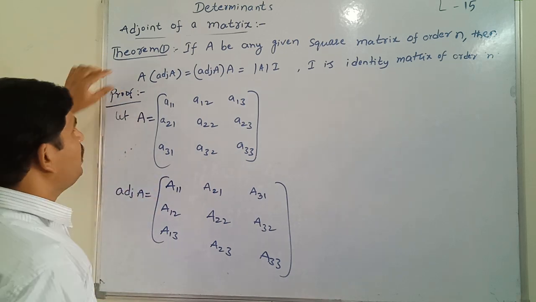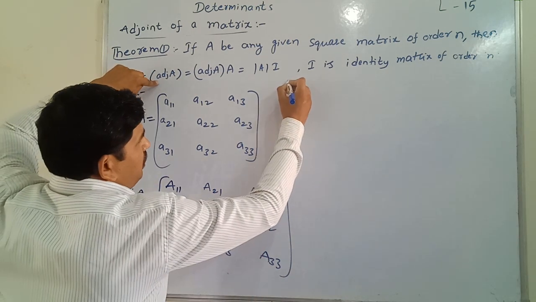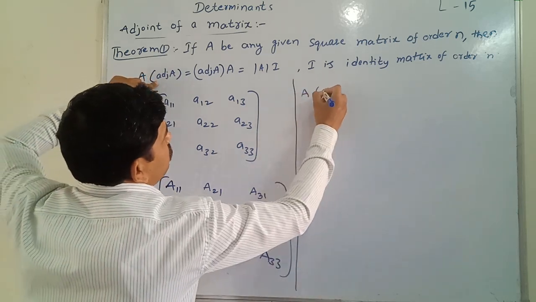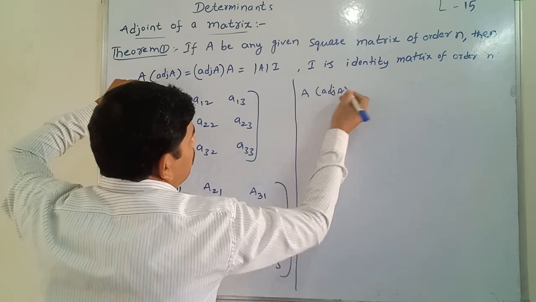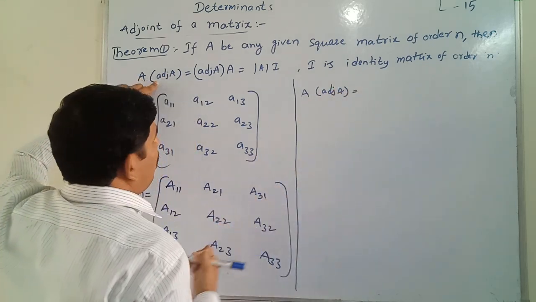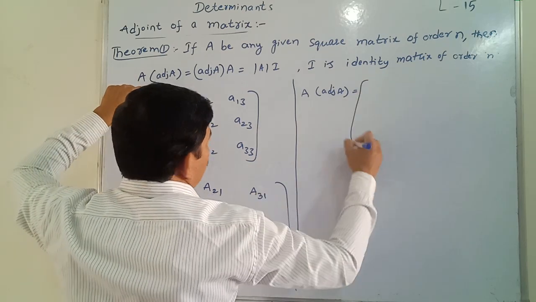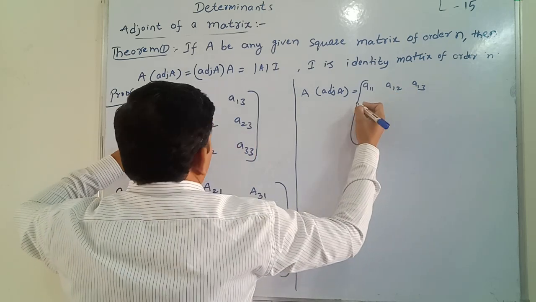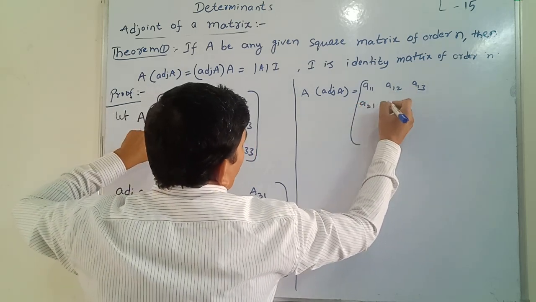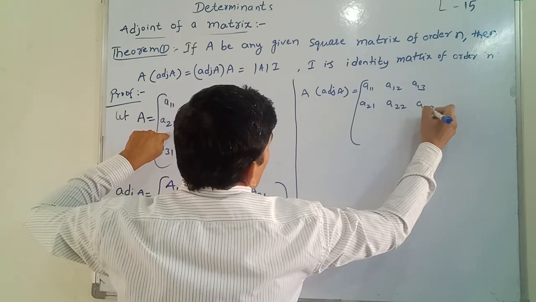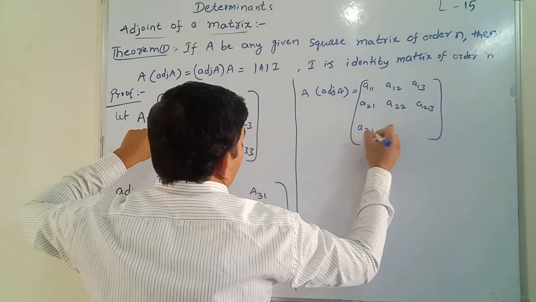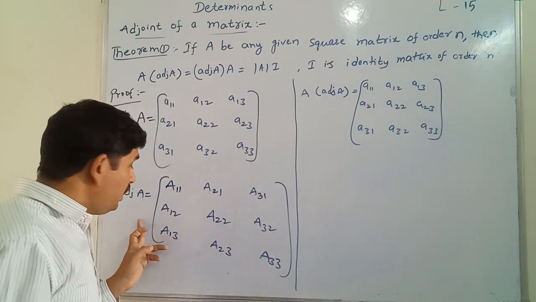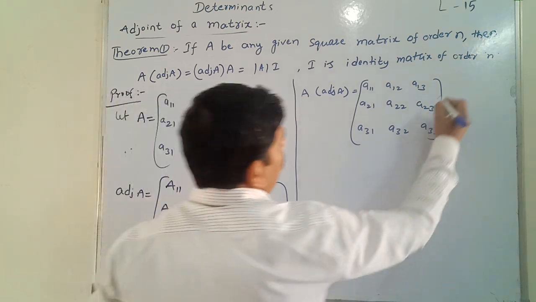Now what we have to do? We are taking A into adjoint A here. See, I will write A into adjoint A. First, the A matrix is A11, A12, A13. Next one is A21, A22, A23, then A31, A32, A33. Completed. Then we have to write the adjoint matrix here, adjoint A.